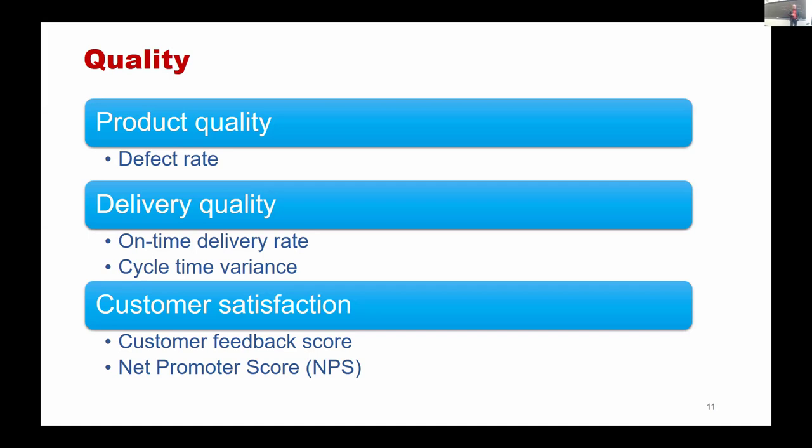There is a similar metric that companies use a lot. It's called the Net Promoter Score, which is roughly the difference between the customers who will recommend you to their friends minus the customers who will give a negative recommendation. And you want your Net Promoter Score to be positive. You want people recommending you to others because that will bring you more business. Customer feedback score, also called customer satisfaction score, and Net Promoter Score are just 2 measures of quality.